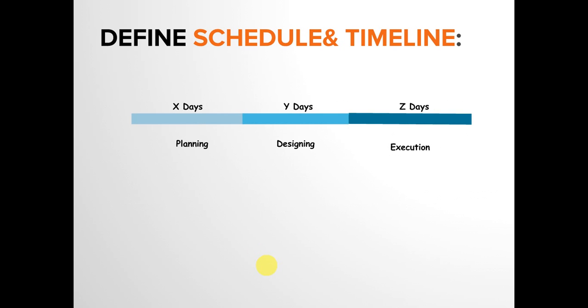Define schedules and timeline. The test manager will have to divide the application or the testing phases, and assign the responsibility to a dedicated person with a given deadline or time limit, so that they can complete the task in the given time framework and deliver on time.